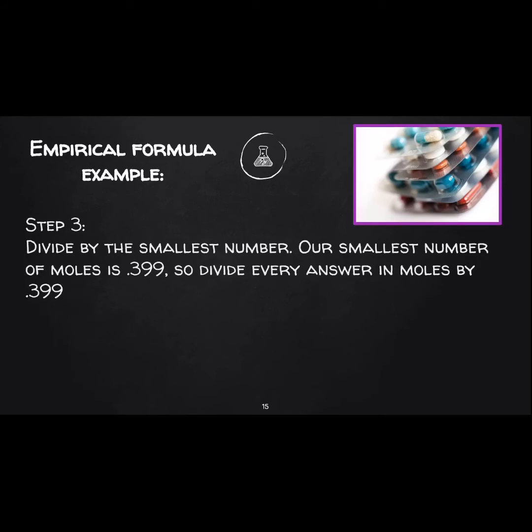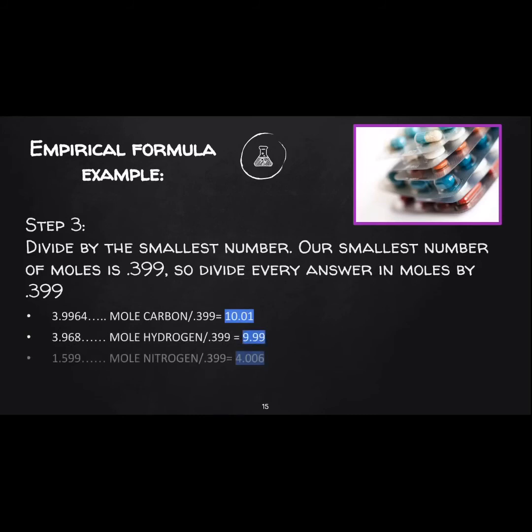Step 3, divide by the smallest number. Our smallest number is 0.399, so all of our answers that we got in moles, we're going to divide by 0.399. So here's what that looks like.